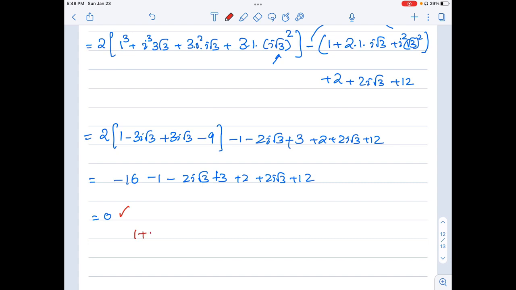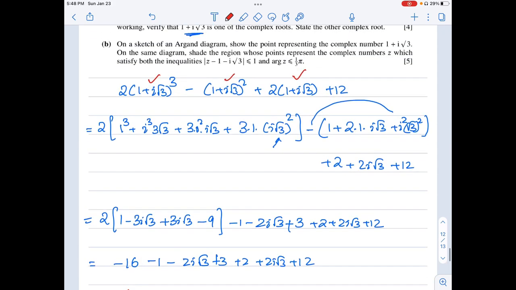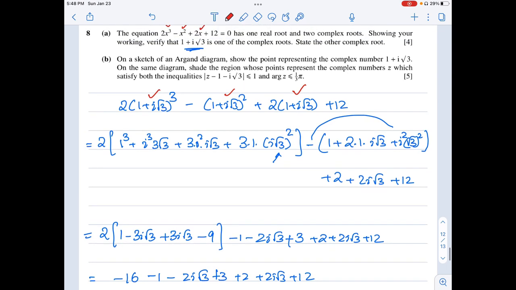If one of the roots is 1 plus I root 3, so the other root is 1 minus I root 3. Now find the other complex root. So the other complex root is nothing but what? 1 minus I root 3.